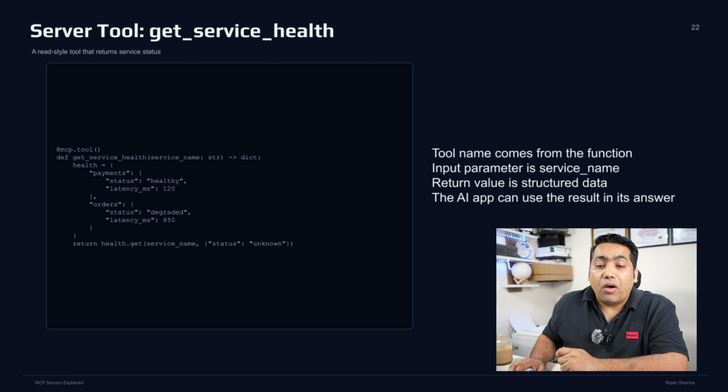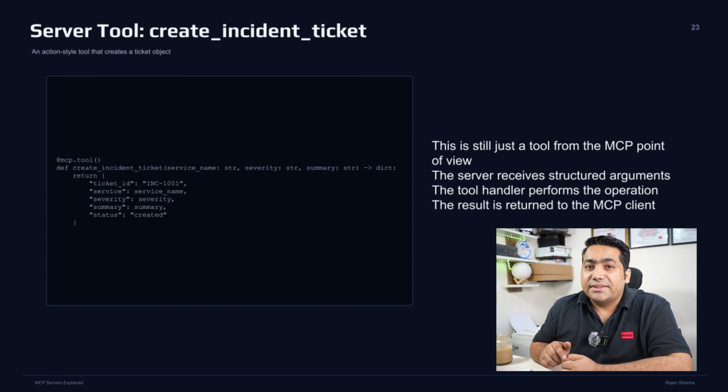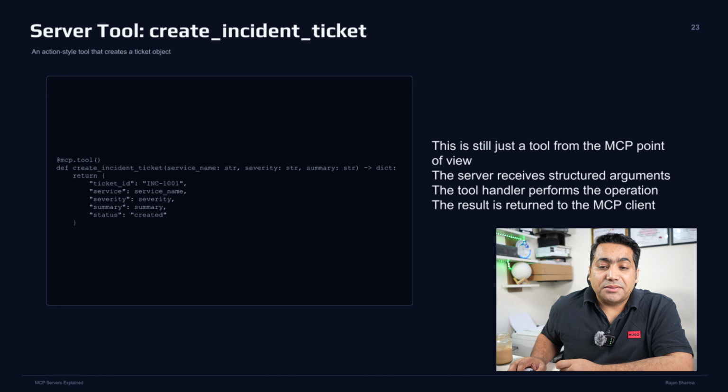The AI application can call it and use the returned data in its answer. The second tool is action style. It creates an incident ticket object. The input arguments are service name, severity, and summary. The function returns a structured response with the ticket ID, service, severity, summary, and status. So again, from the MCP server point of view, this is just another tool. The server receives structured arguments, runs the tool handler, and returns the structured output.